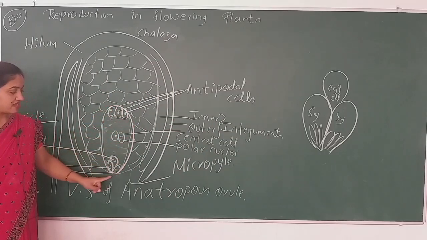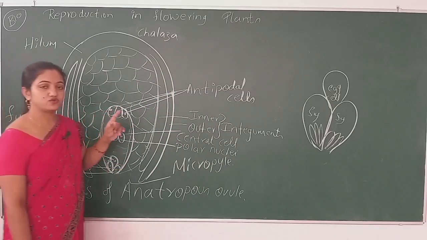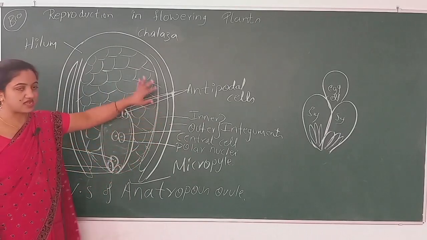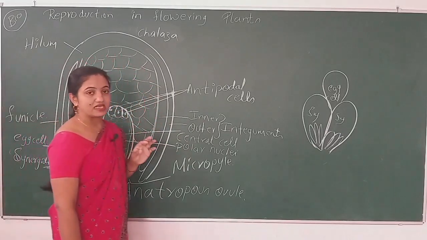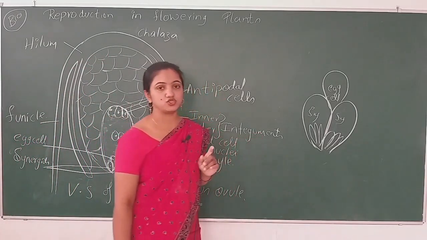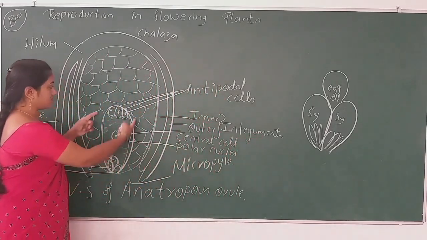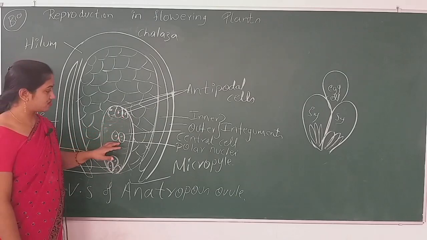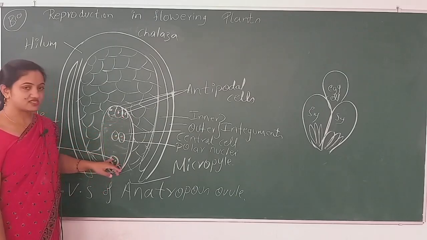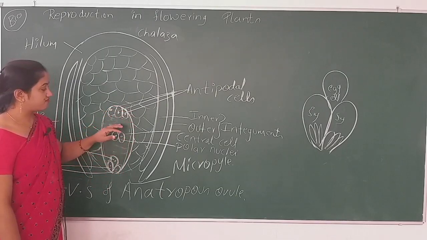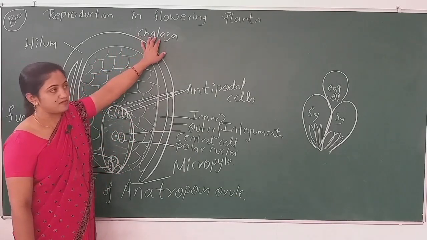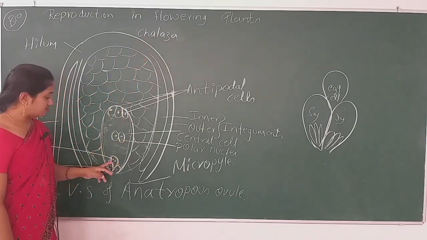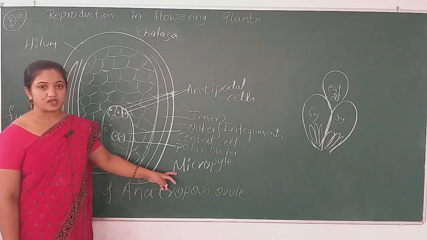If they ask you to write about the VS of Anatropous ovule, this diagram is a must. If they ask separately to draw the diagram of a mature embryo sac, only this diagram you have to draw, showing the antipodal cells, the polar nuclei, the synergids and egg cell, and don't forget to mention the ends of the embryo sac. This is the antipodal cells. Near the antipodal cells you have to mention chalaza. Near the egg apparatus you have to mention the micropylar end.